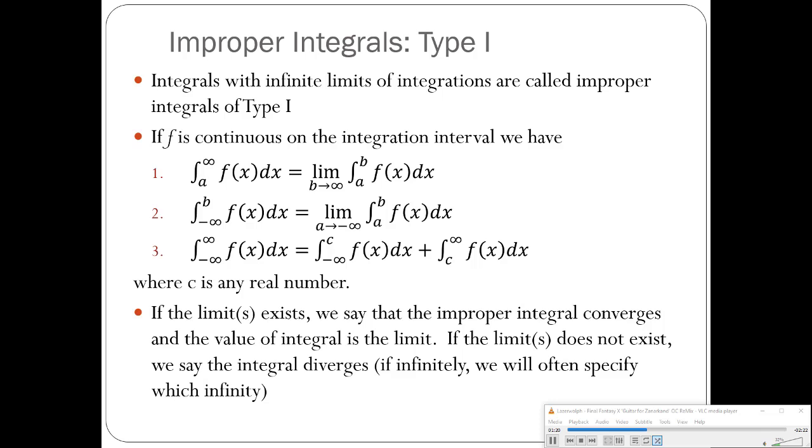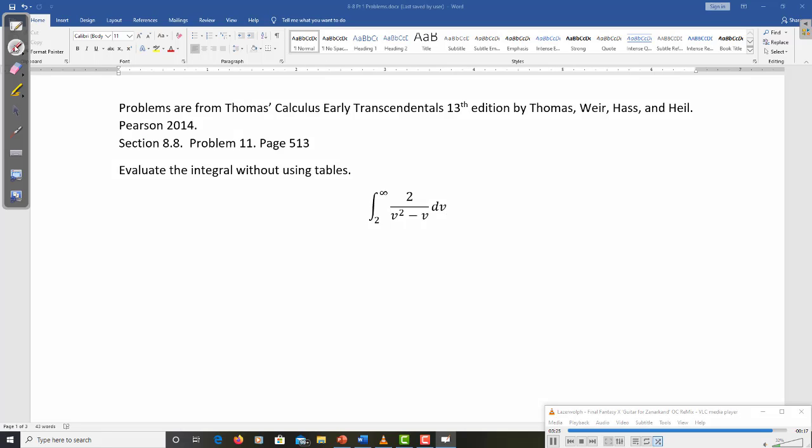So let's do an example. So here's problem 11 from 8.8. You see we have a type 1 integral with an infinite upper limit of integration. So this is going to equal the limit as b goes to infinity of the integral from 2 up to b of 2 over v squared minus v dv. So we do the work for this.